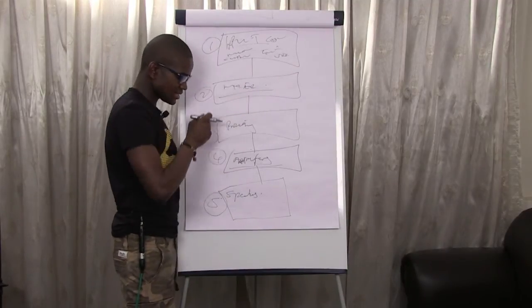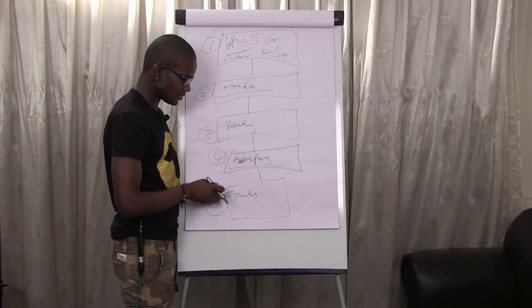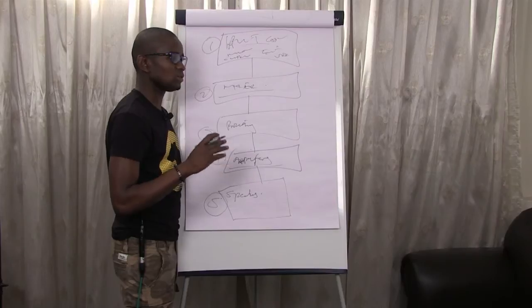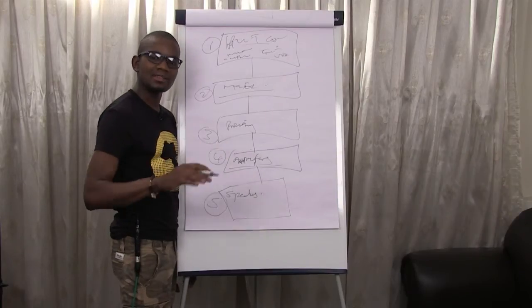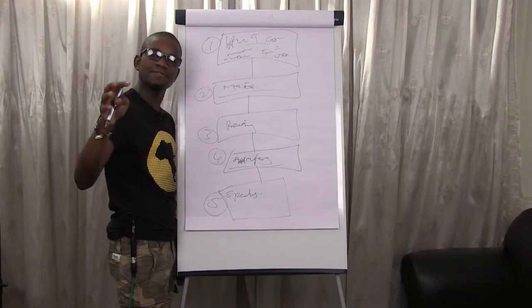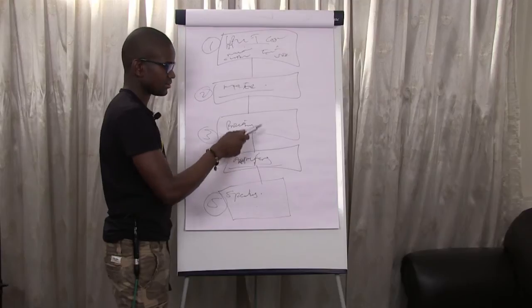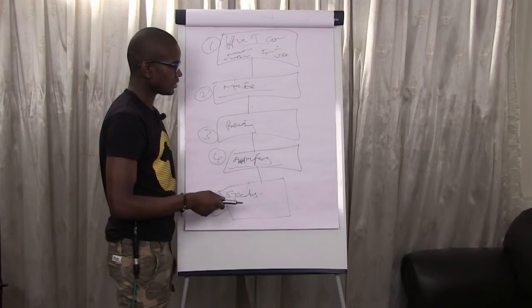Now, with this five-block breakdown, it doesn't matter if you go to an event for 100,000 people. It doesn't matter if you go to an event for 50 people. You will be able to break these things down into these five blocks.